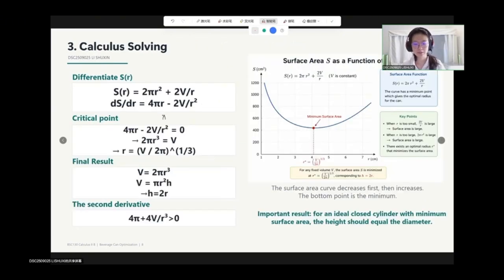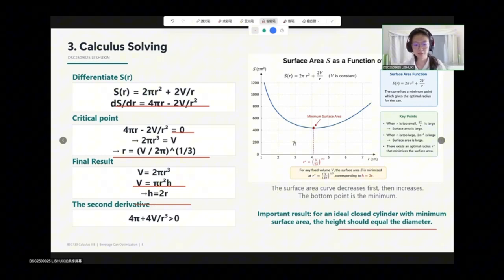Taking the first derivative, we obtain this. By setting the first derivative equal to 0, we find the critical point and obtain the optimal radius. Using the volume constraint again, we substitute this result back into this. So we get height equals twice the radius. This means that the minimum surface area is achieved when the height of the cylinder is equal to its diameter.